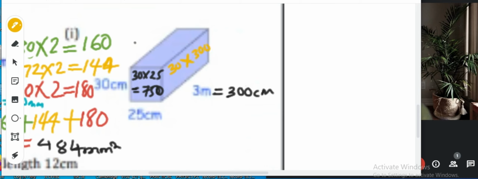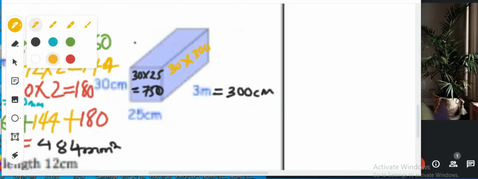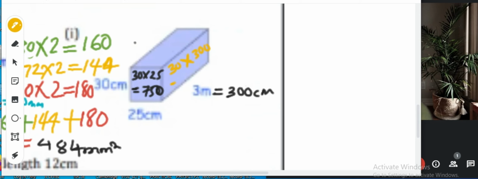And 30 times 300 will give us 9,000. This is equal to 9,000. Finally, this top side, the area will be this times this times this times this, okay? And this length is 25, while this length is 30, 300 actually. So it will be 25 times 300.